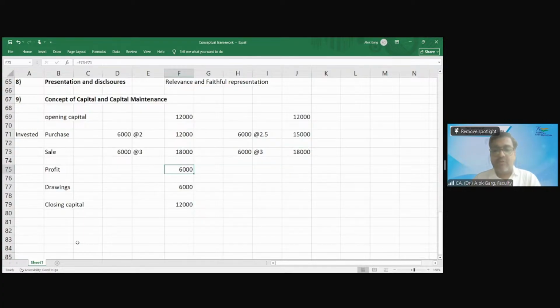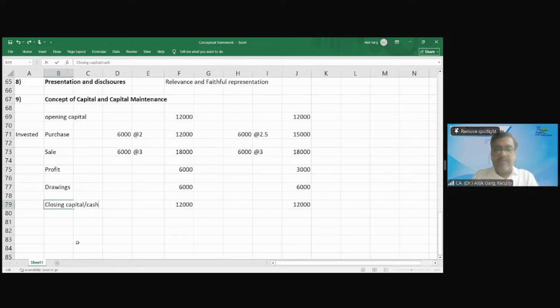आपका प्रॉफिट कितना होगा? What is your profit? Only 3,000 will be your profit. What is your drawing? 6,000. What is your closing capital? 12,000. So आपका प्रॉफिट 3,000 है और आपने 6,000 रुपीज विड्रॉ कर लिए. इसका क्या मतलब हुआ? ये आपका क्लोजिंग कैश है. This is your closing capital और क्लोजिंग कैश.